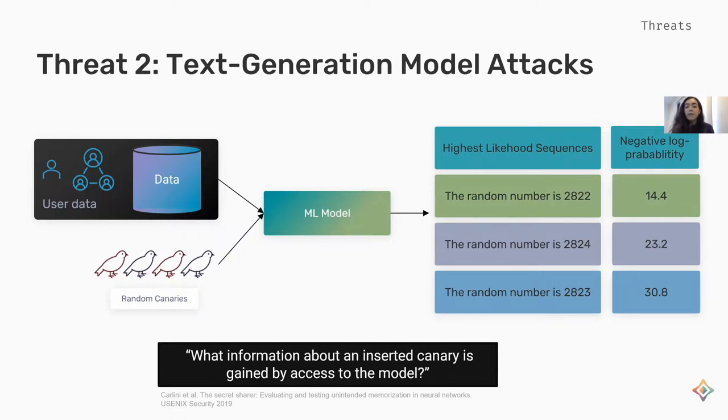Here, for instance, we see that if the actual canary is 2822, the smallest negative log probability is assigned to this sequence, which indicates that it has the highest probability. This probability is used to rank different canaries, and then the exposure for each canary is calculated based on the ranking of different possible canaries. The higher the exposure, the easier it is to extract the secret or the secret canary.